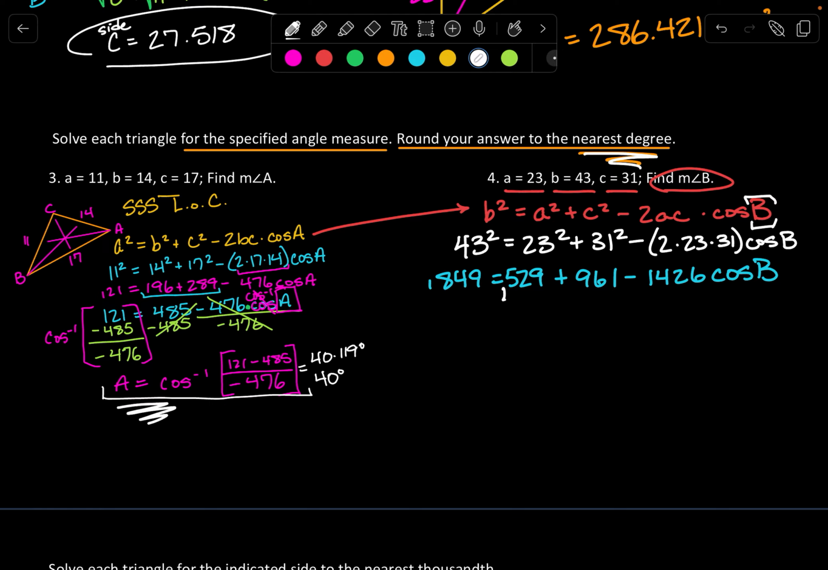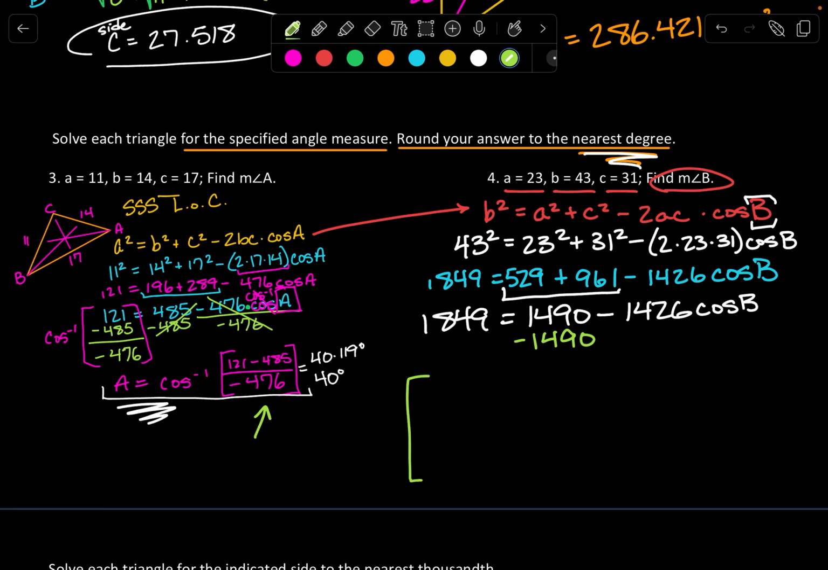I need to combine these terms. 529 and 961 gives me 1490. So I have 1849 equals 1490 minus 1426 cosine B. So first thing, I need to subtract 1490. So I'm just going to write it how I did over here. I've got 1849 minus 1490. Next, I'm going to divide both sides by negative 1426.